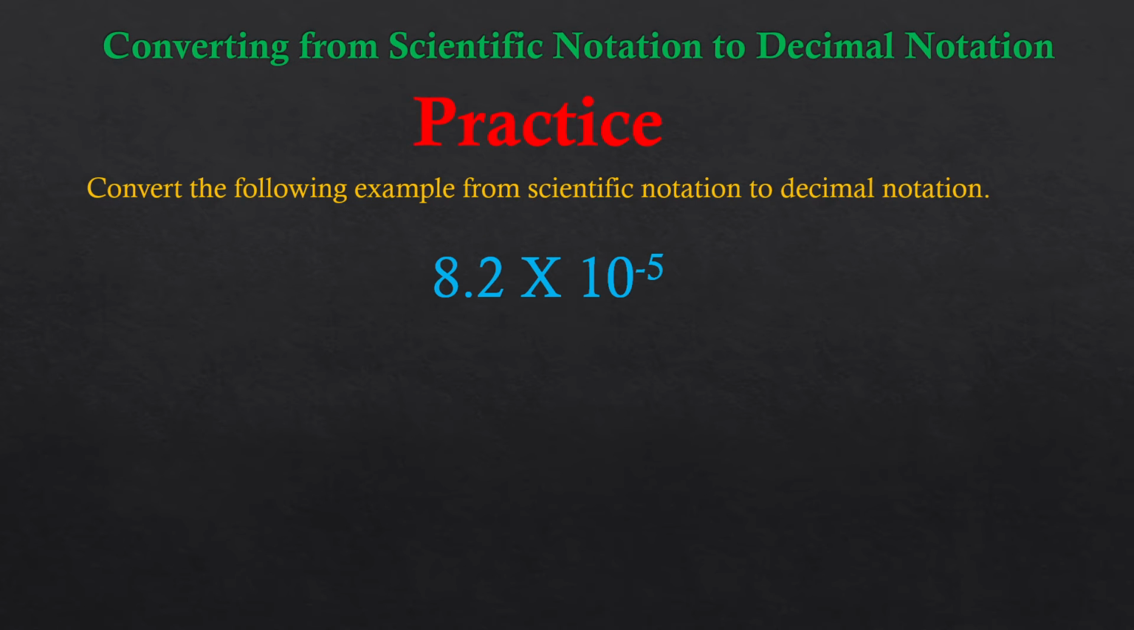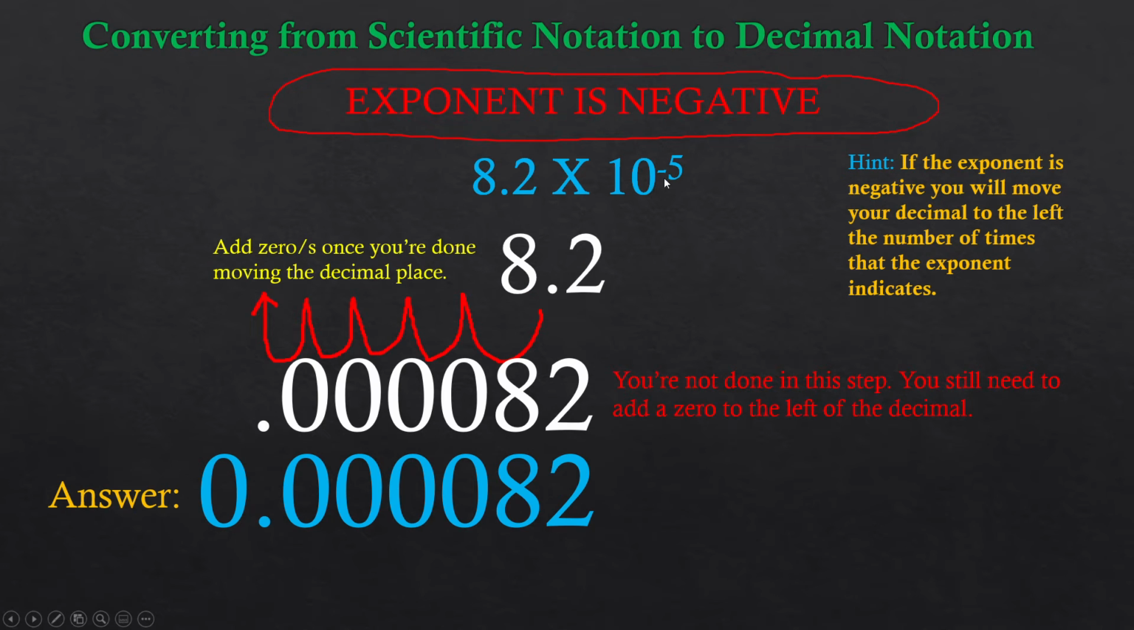All right, now our next example, 8.2 times 10 to the power negative 5. Our exponent is telling us to move our decimal 5 times to the left side. So here we go. 1, 2, 3, 4, 5. Everywhere I see waves, I'm going to add zeros. And where I see the arrow, I'm going to add a decimal. Again, to the left side of this decimal, I need to add my 0 so that my number can be written correctly. I have 2 sig figs here, and I have 2 sig figs here as well, so I know my answer is correct.